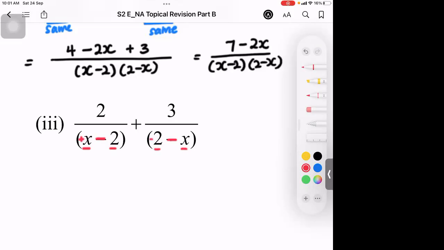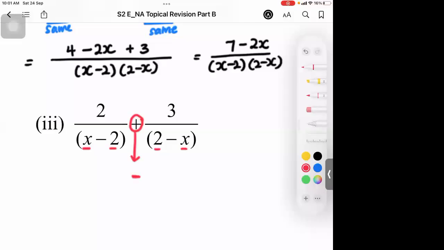This one negative, that one positive. The sign is different. What can I do to change the sign? Times negative. I multiply by negative.